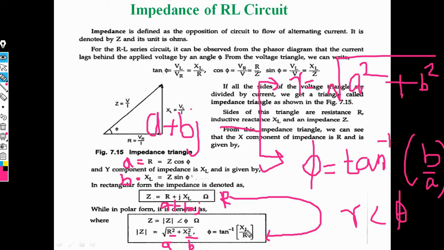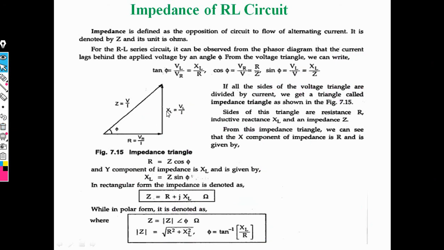Now this is the concept of impedance of an RL circuit. Now we need problems based on the RL circuit. In problems we need polar form, rectangular form, and also conversion of polar to rectangular and rectangular to polar. This parameter is very important in problems based on the RL circuit. Now we have to explain a problem based on the RL circuit.